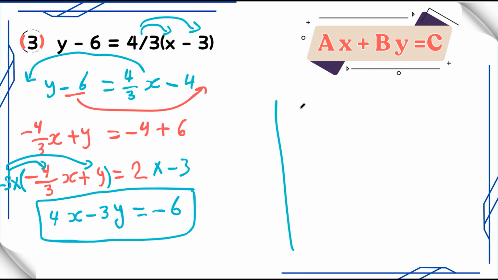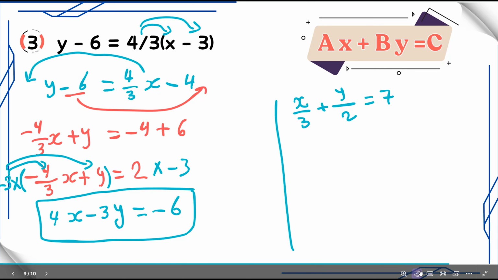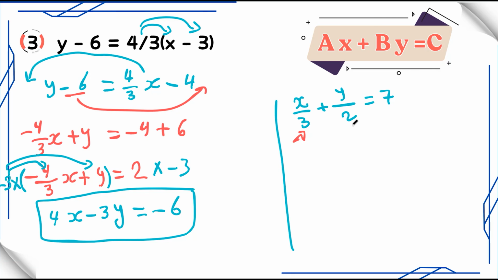More exercise. X over 3 plus y over 2 equal 7. How can we make it in standard form? First, I need to have x and y on the left side. It's okay. But our problem here is that we have fractions. We need to cancel 3, and we need to cancel 2. First, how can we cancel this 3? By multiplying both sides by 3.